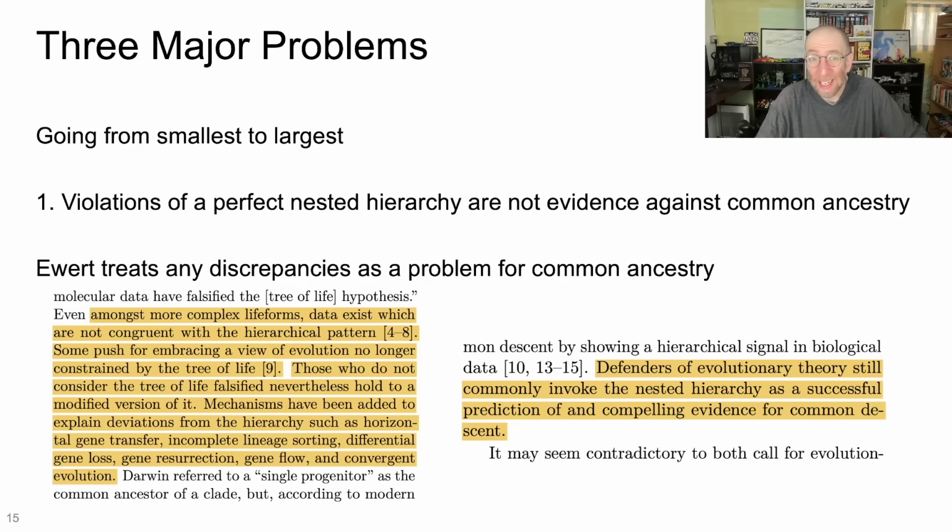Ewert treats any discrepancies as a problem for common ancestry. So I'm going to read this part. It's a little bit long. I'm going to read it. He says, "Even amongst more complex life forms, data exist which are not congruent with the hierarchical pattern.